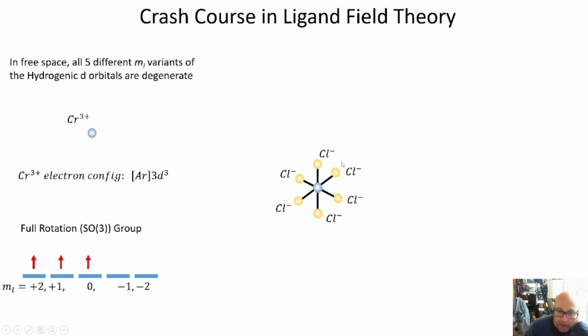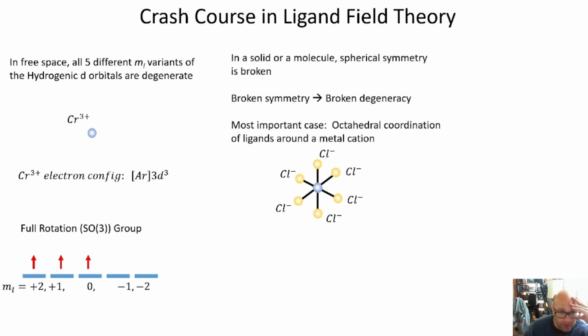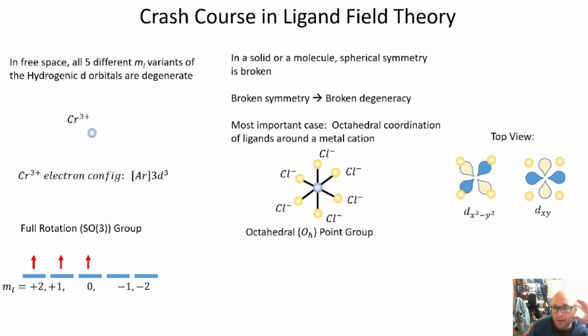So this is very, very symmetric, but it's not the full rotation symmetry of free space. It's called the octahedral point group. And anytime you break a symmetry in quantum mechanics, you also break up that degeneracy. And the octahedral case is probably the most important for thinking about ligand field theory, the OH point group.